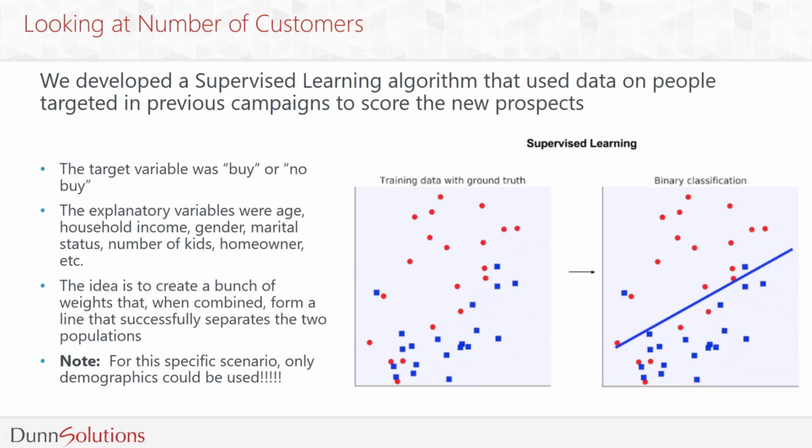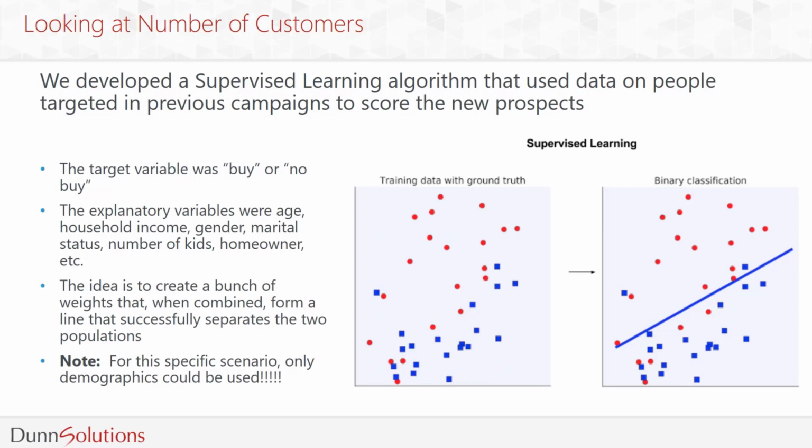So what we did for them was to develop a supervised learning algorithm that basically used data on people that had purchased during previous campaigns to assign the new prospects on the list the probability of becoming buyers. So the target variable was buy or no buy, whether or not the historical customers had responded to a mail offer. And the explanatory variables were age, household income, gender, marital status, number of kids, whether or not the person on the list was a homeowner, and so forth.